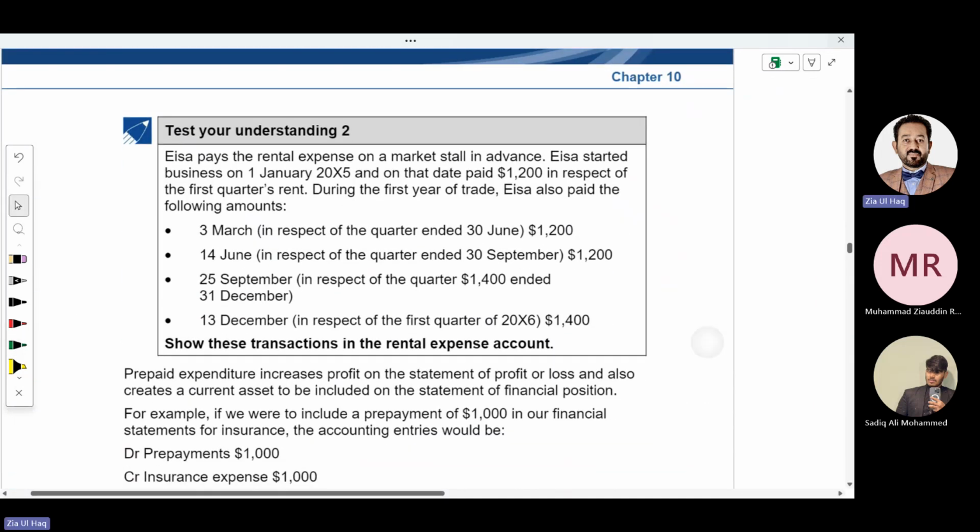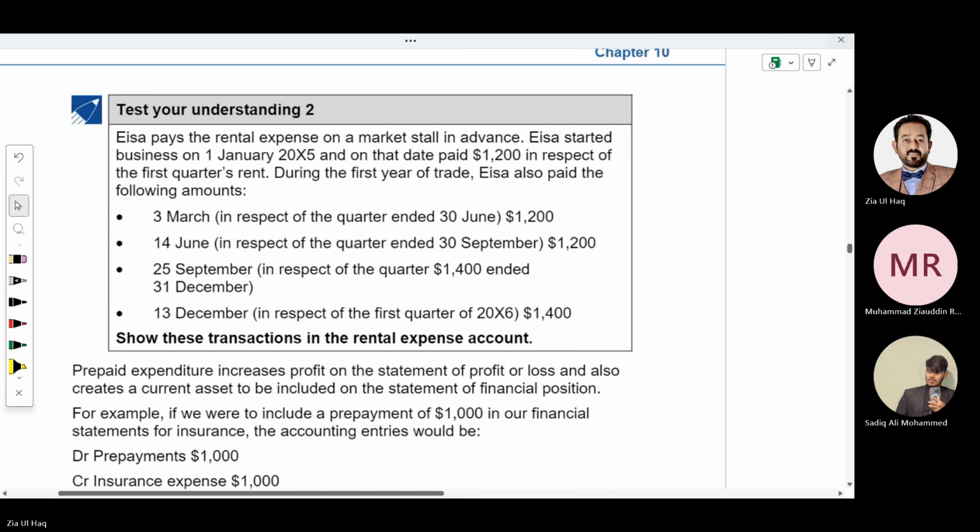Let's move forward. Test your understanding too. ISA pays the rental expense on a market stall in advance. And he paid rent expense in advance. ISA started business on 1st January 20x5, and on that date paid 1,200 in respect of the first quarter of rent. In quarter one, rent he paid how much? 1,200. During the first year of trade, ISA also paid the following amounts.